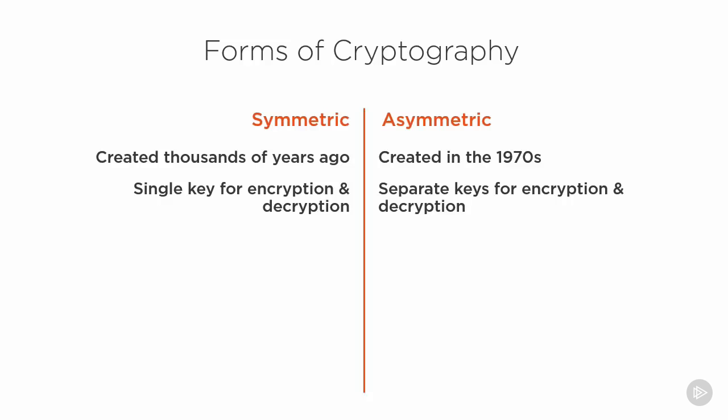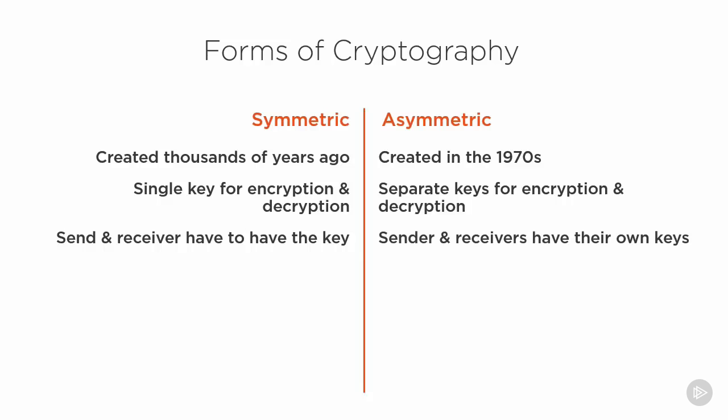and decryption. Since symmetric encryption has a single key for both actions, the sender and receiver have to have the same key, because if they don't, the person who receives the ciphertext won't be able to decrypt it to the original plaintext. While in asymmetric encryption, the sender and receiver have their own keys.